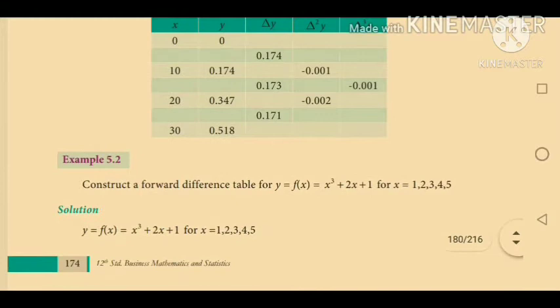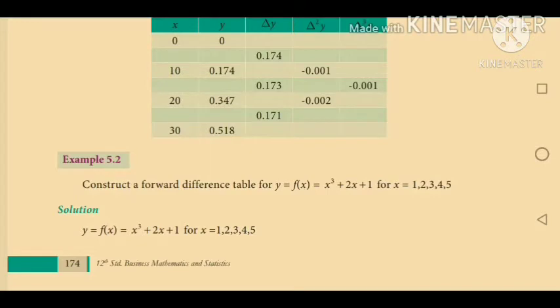Next we are going to construct a forward difference table for y equal to f of x equal to x cube plus 2x plus 1, where x equal to 1, 2, 3, 4, 5. That is, we substitute the values x equal to 1, 2, 3, 4, 5 respectively.